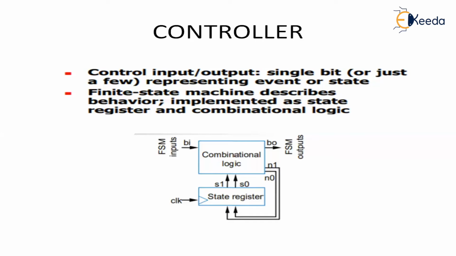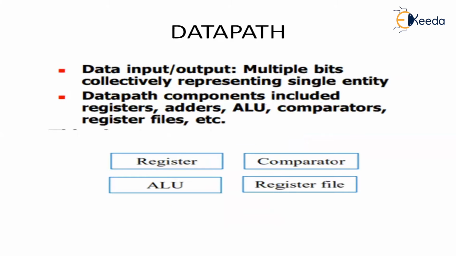You will understand all these things once you learn the case study. So as of now, you just assume that there is a controller and it will have some control inputs and outputs, and an FSM will be there inside. It is not a high level state machine, it is a finite state machine.